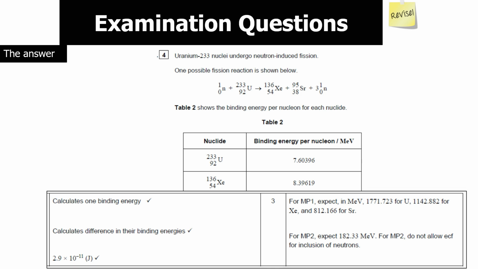Then you can convert that into joules by using your conversion factor, which is 1.6 times 10 to the minus 13, as explained before, to get your answer to be 2.9 times 10 to the minus 11 joules.